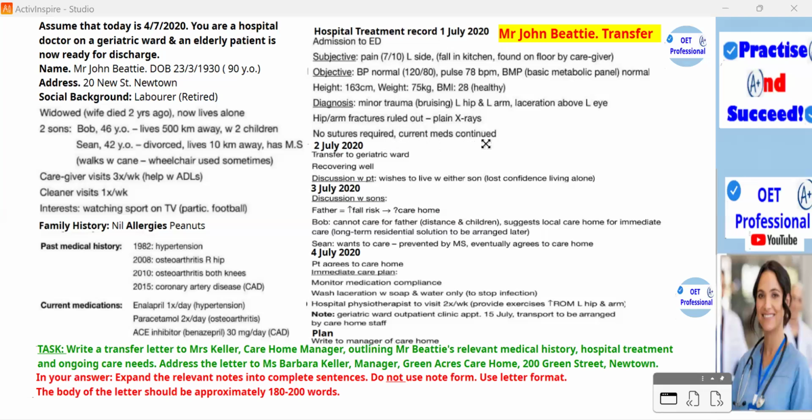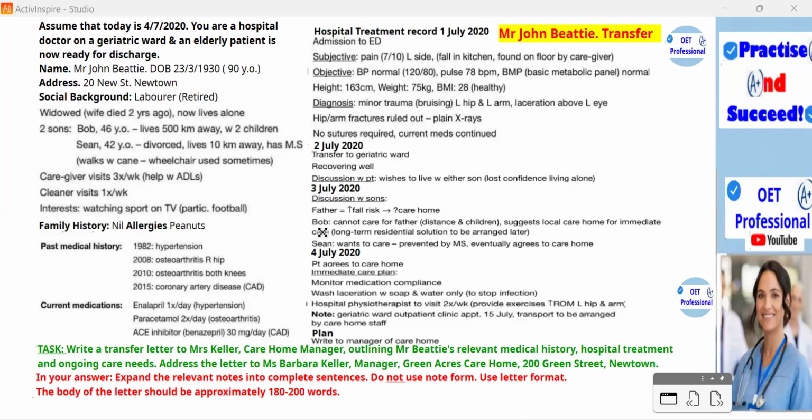Current medications continued. On the 2nd of July, Mr. Beattie was transferred to the geriatric ward and was recovering well. A discussion with the patient: wishes to live with either son. He has lost confidence living alone. The 3rd of July 2020, discussion with sons. The father, Mr. Beattie, has an increased fall risk. Therefore, the discussion is about putting him in a care home.